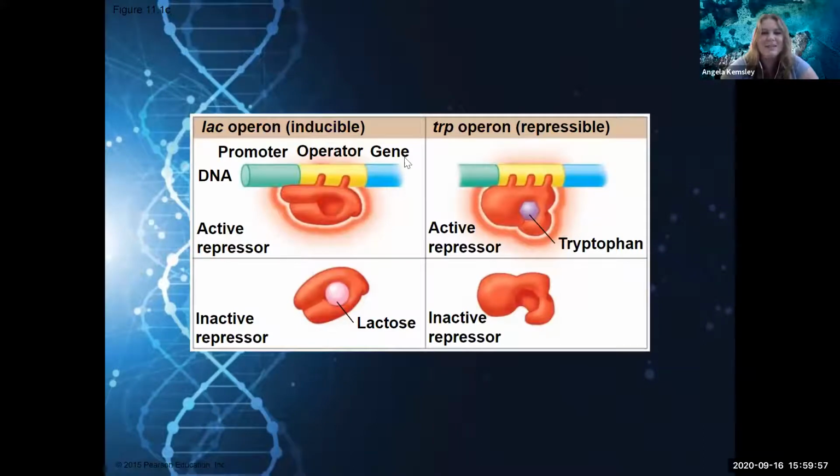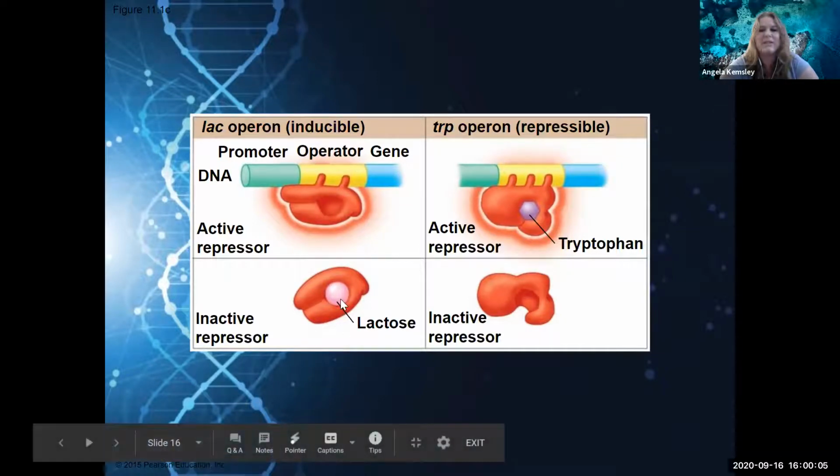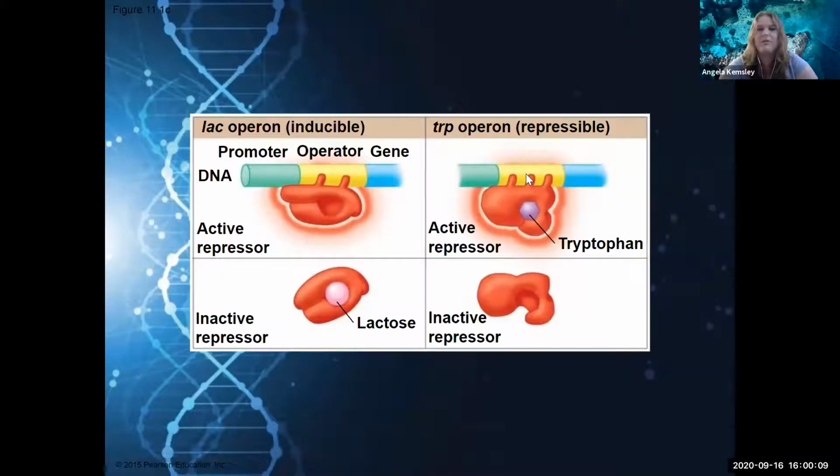So here's what that looks like. Over here's our inducible lac operon. You'll notice that it's usually turned off unless lactose is present. The opposite of that is the repressible operon. When tryptophan is present, it's going to block it. When it's not present, we're going to be good to go.